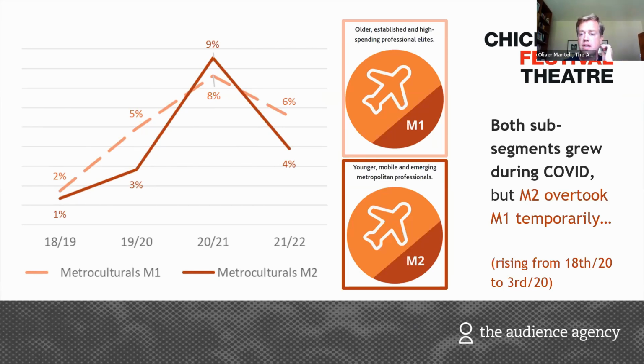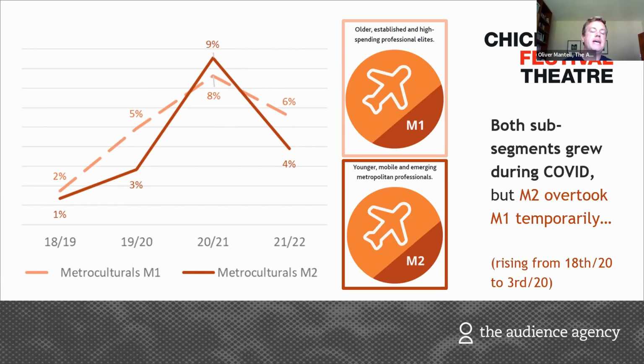And sure enough, with metroculturals often fitting a lot of that profile, particularly in terms of high engagement, high attendance, they tended to spike in terms of proportion of engagement during the pandemic. Not in absolute numbers, but within the mix of people attending, that went up substantially. And indeed, it did here for Chichester. So that far is not very surprising. We would expect to see it, we did see it, all good.